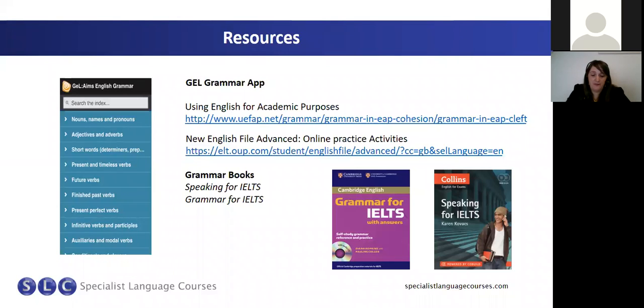This particular area and link can help you look at cleft sentences. You also have New English File Advanced to continue practicing and find examples of this particular grammar point. And we have our grammar for IELTS and also speaking for IELTS. If you want to invest in some books, there is a speaking for IELTS book which you can use in addition to your course, which gives you ideas on grammar, vocabulary, and ways to answer questions in the speaking exam.